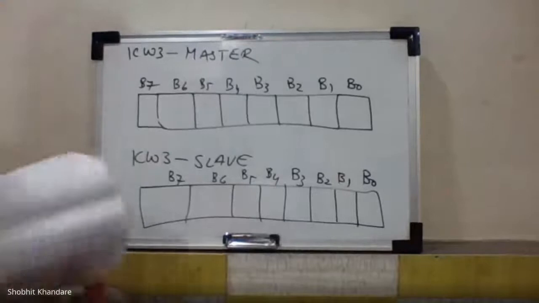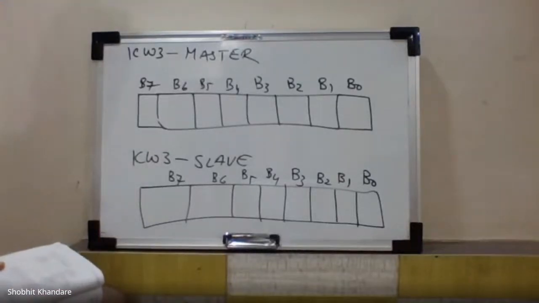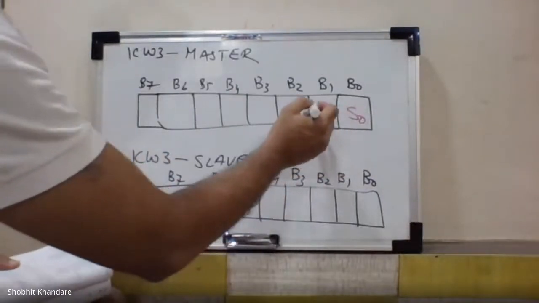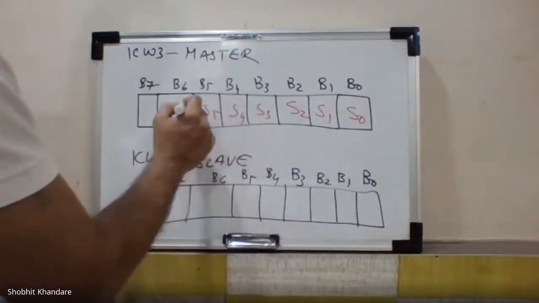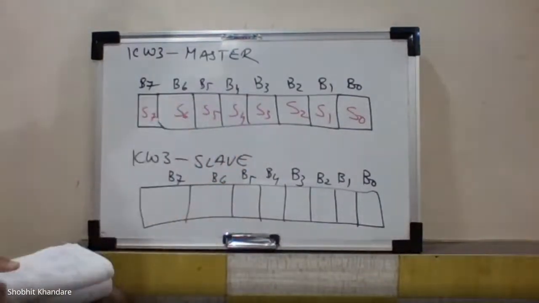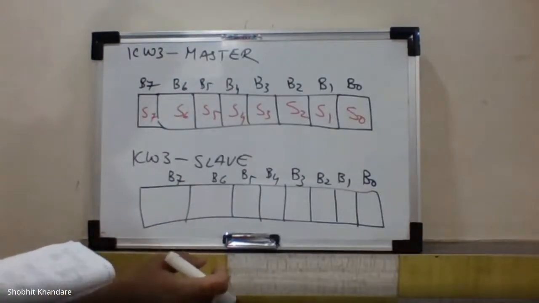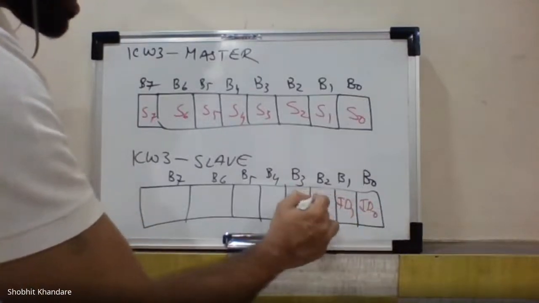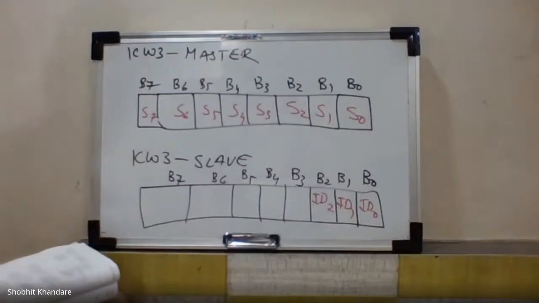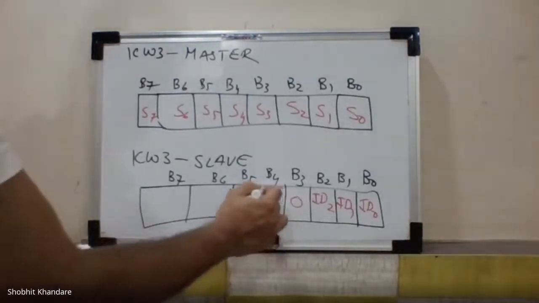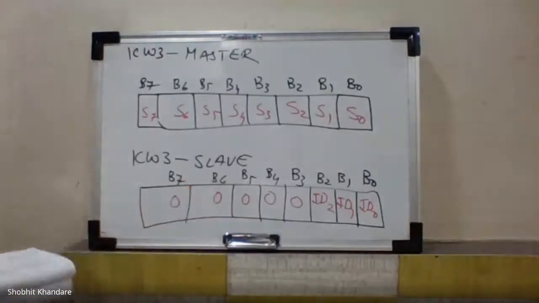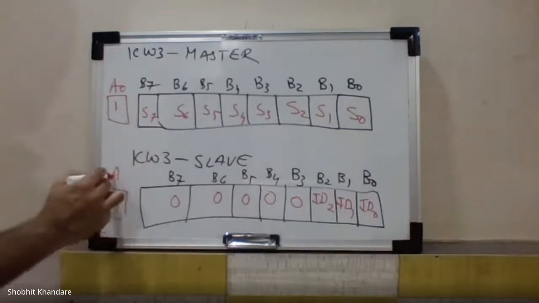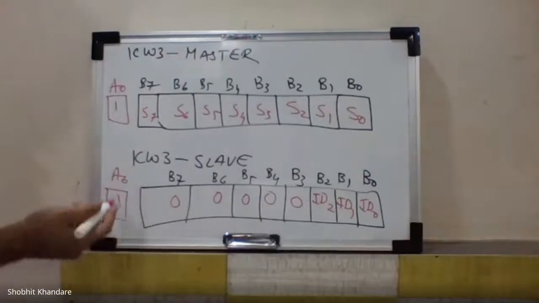Now individual bits for master: this is S0, S1, S2, S3, S4, S5, S6, and S7. And for slave, it is ID0, ID1, ID2, and the rest bits are 0, 0, 0, 0, 0. If you want, you can just say your A0 should be 1, and here also your A0 should be 1. CS will be 0, here CS will be 0.